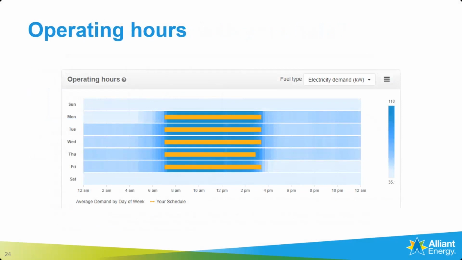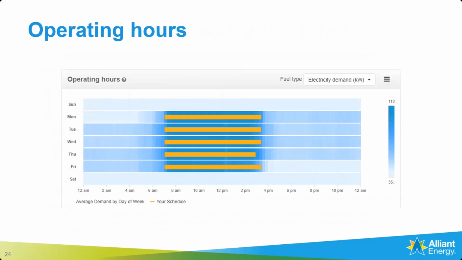In energy analytics, if you've entered your operating hours into your facility profile, this graph will show you how you're doing in terms of your energy usage as compared to your operating hours. If you're doing it well, your graph would look something like this. This is a relatively simple example. There may be customers with nonstop 24-hour production schedules, and if that were the case, there would be straight yellow bars across the whole chart.